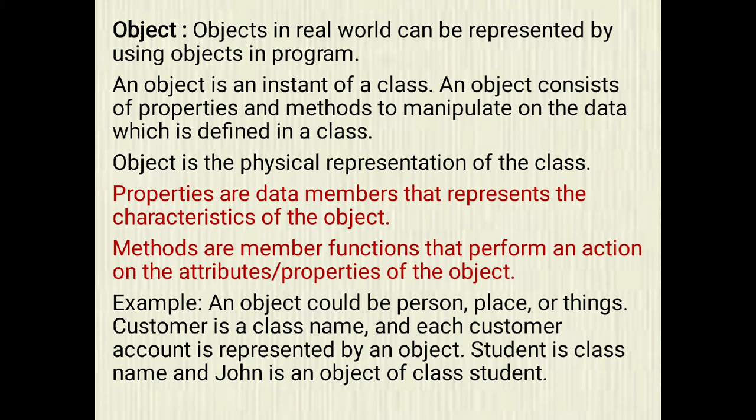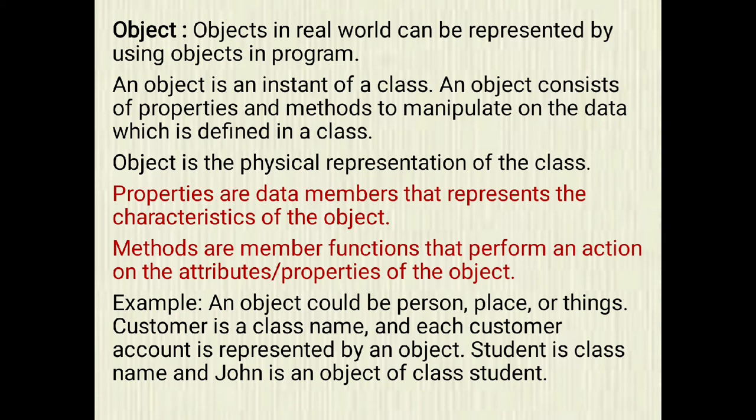An object consists of properties and methods to manipulate the data which is defined in a class. So an object is the physical representation of the class. A class is a logical representation, and the object is the physical representation. What I mean is, the class is the theoretical idea that you have, and objects make it come alive.